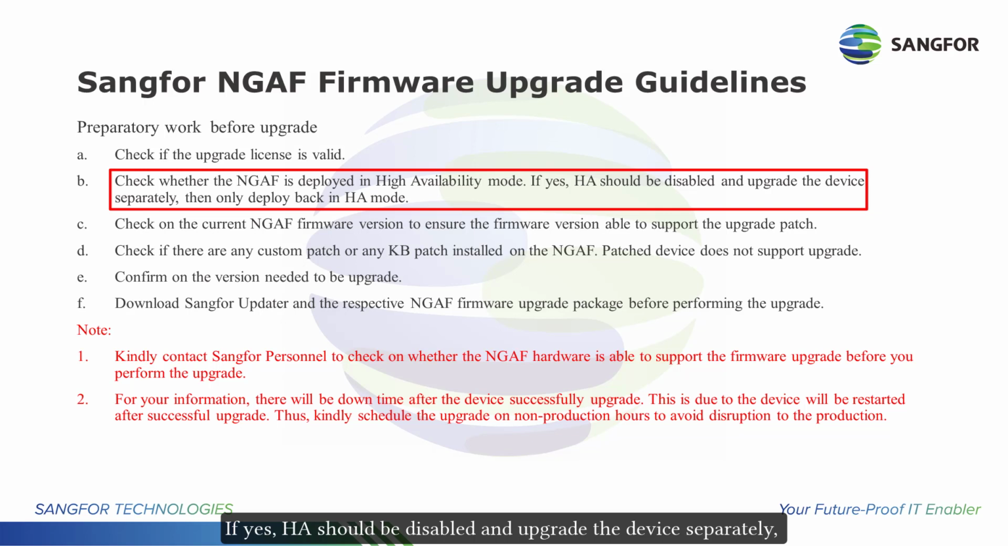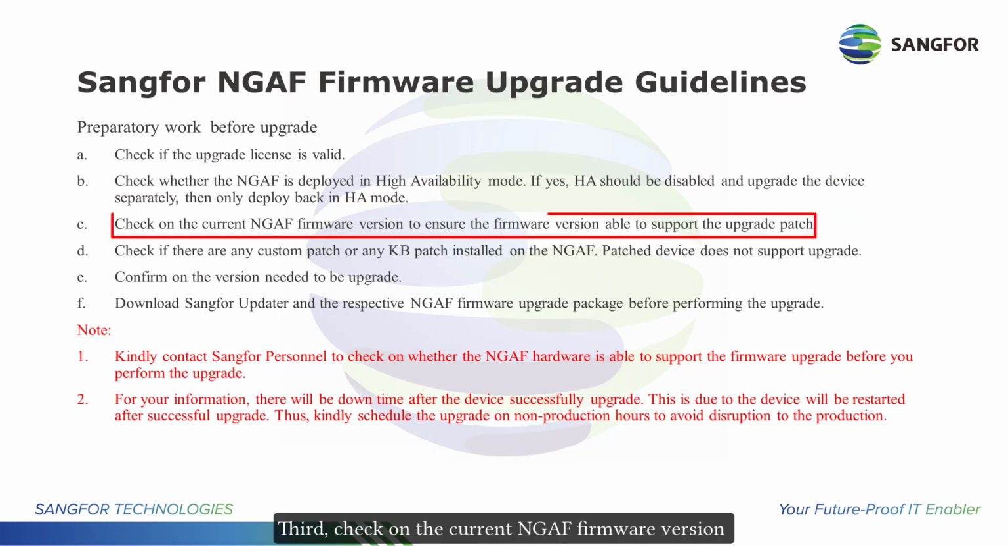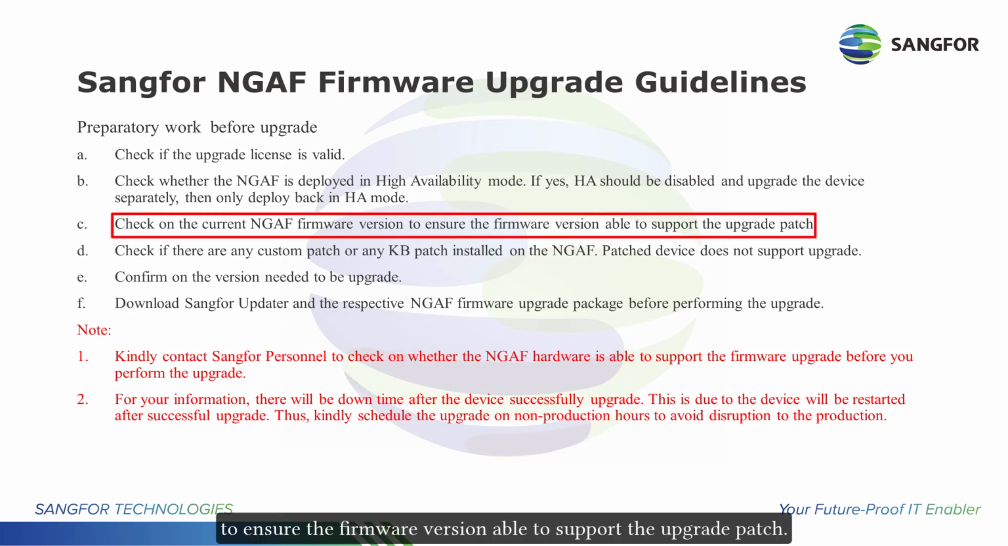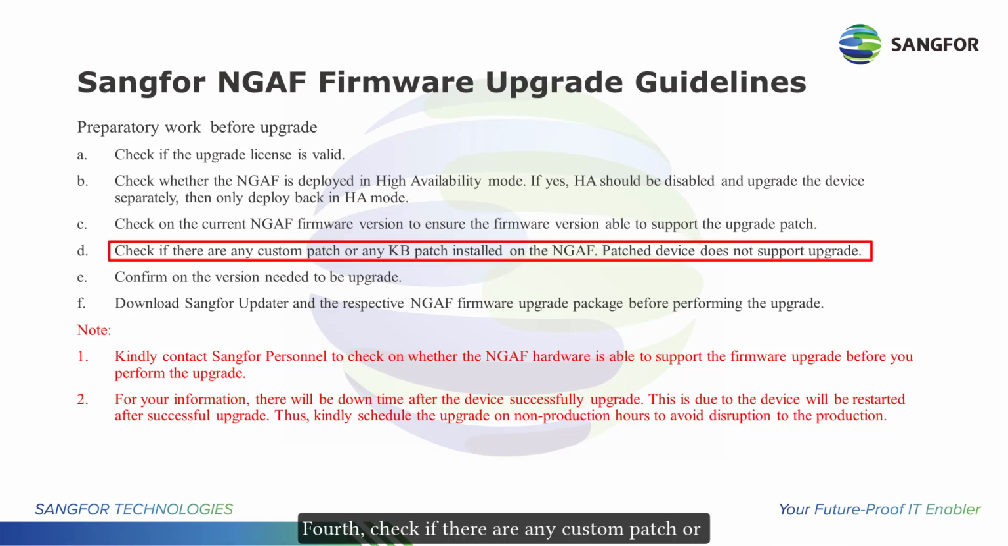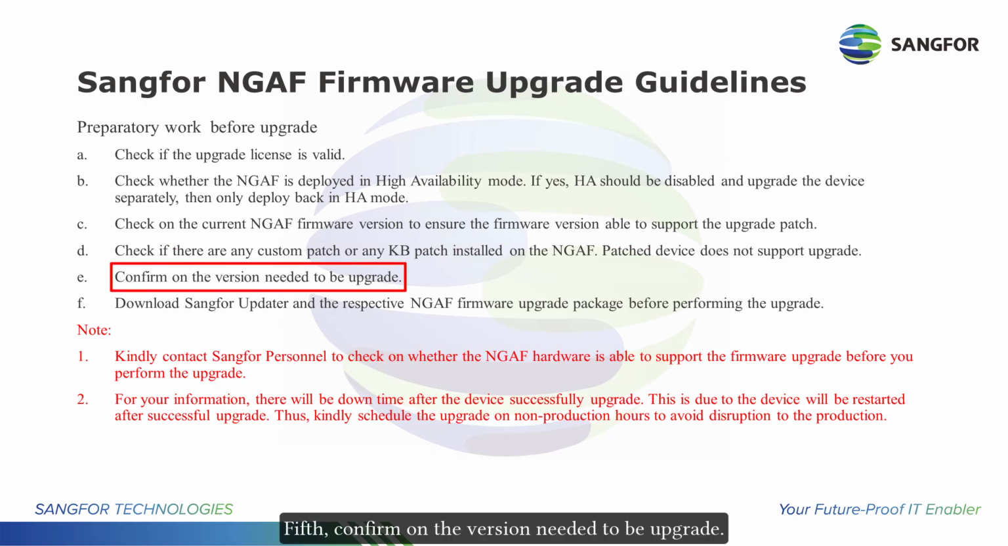If yes, HA should be disabled and the devices upgraded separately, and only then deployed back in HA mode. Third, check the current NGAF firmware version to ensure it is able to support the upgrade patch. Fourth, check if there is any custom patch or KB patch installed on the NGAF, as a patched device does not support upgrade. Fifth, confirm the version to be upgraded to.